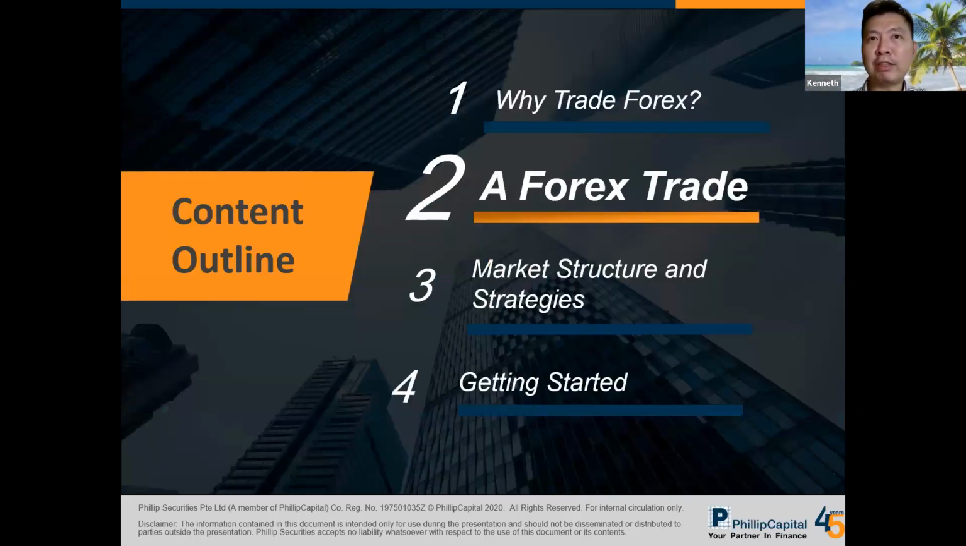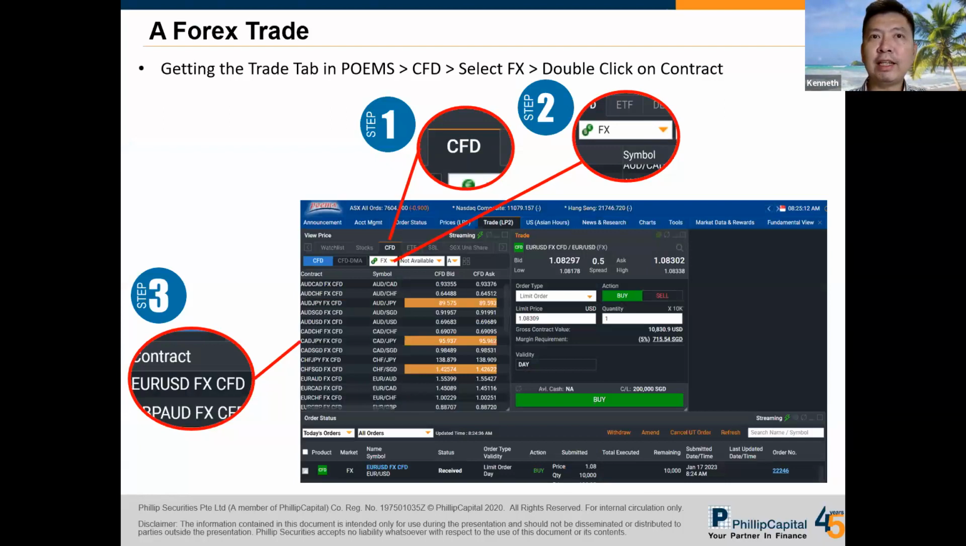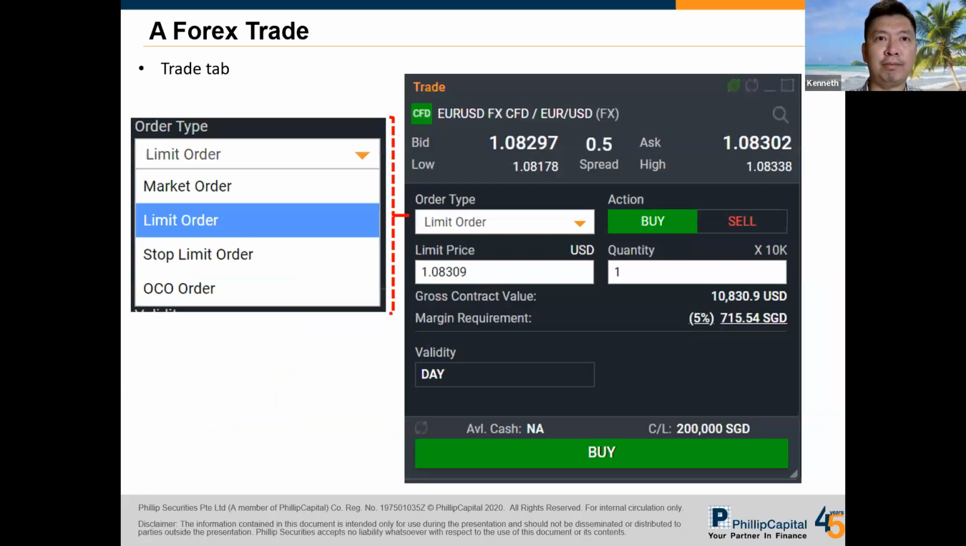So now, for the second part of this presentation, we will talk about the typical Forex trade. For those with a CFD account activated in Poems, you can get to the Trade tab for FX in 3 simple steps. Step 1, click on CFD tab as shown in Poems. Step 2, click on the drop down and select FX so that you get to see all the available FX pairs we have to offer. And step 3, double click on the contract you wish to trade. Example, Euro USD FX CFD. And that will bring you to the Trade tab.